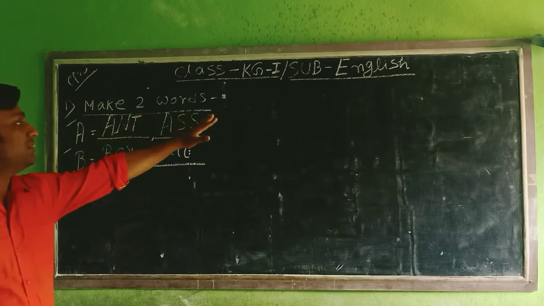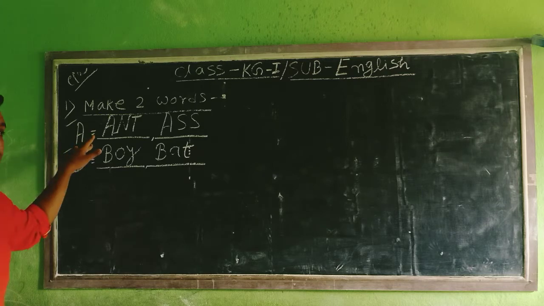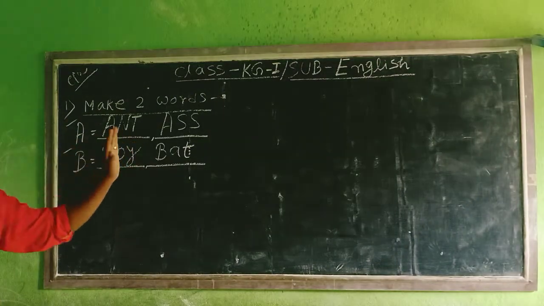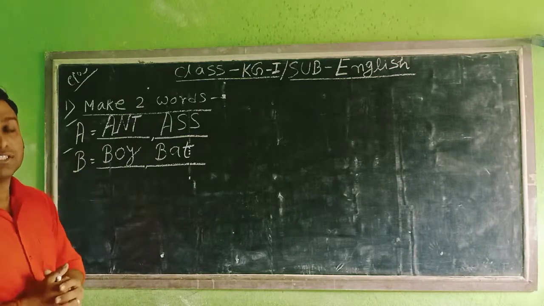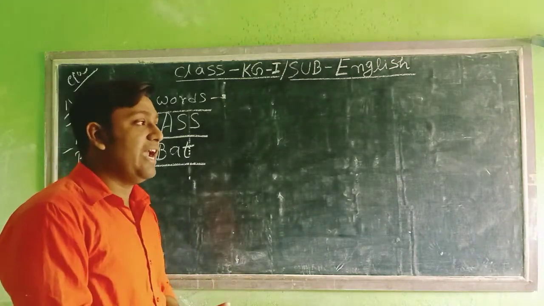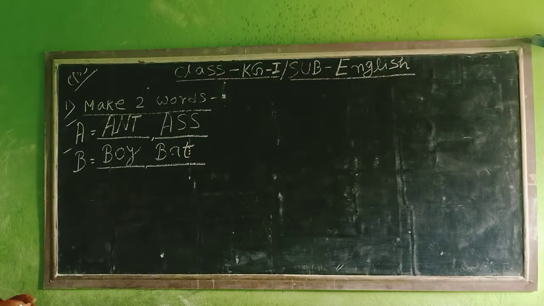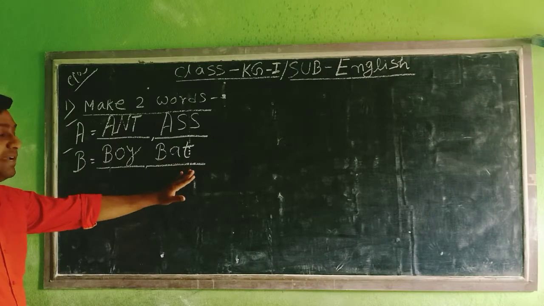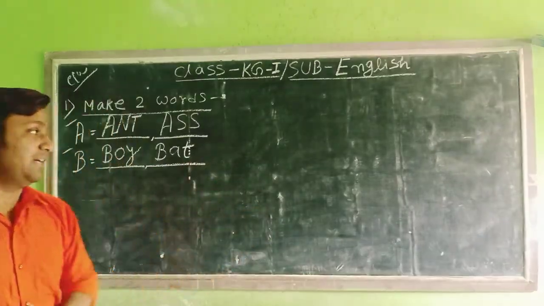Make two words from each letter. A is a letter and you can make two words, or you can say two words that begin with A. Just like A. A stands for ant. Next word, A double S, ass. Next B. B for boy and B-A-T, bat.